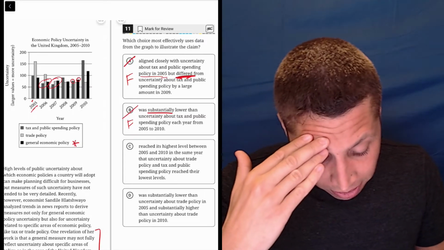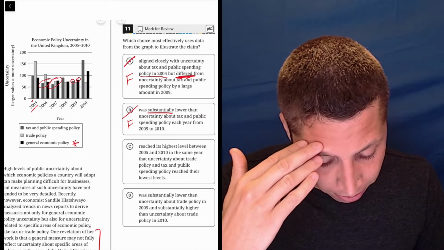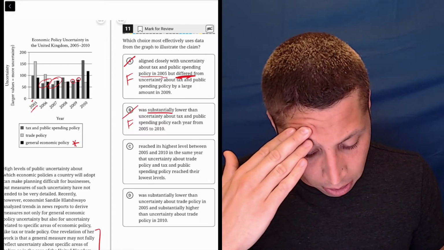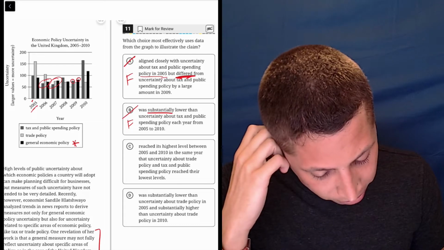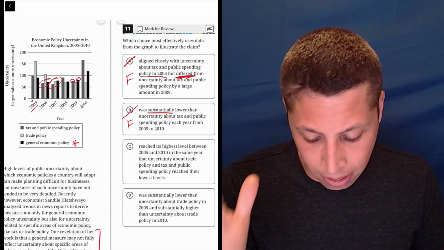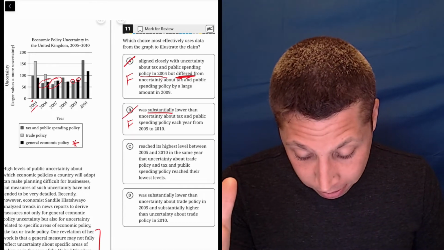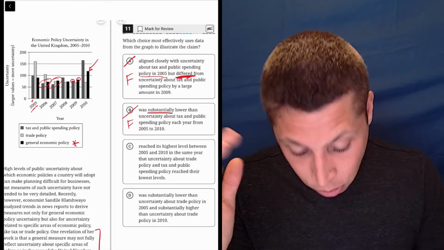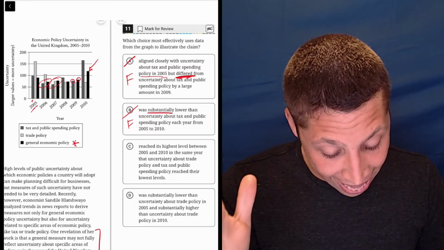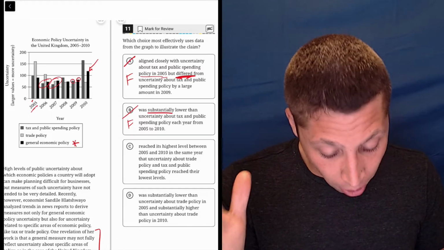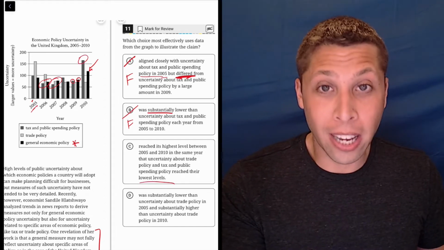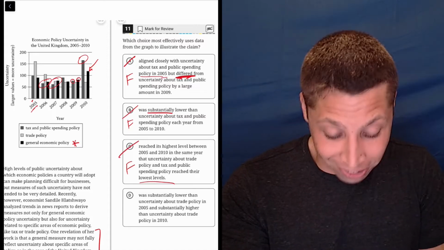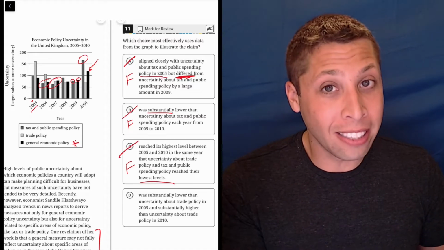In C, it reached its highest level between 2005 and 2010 in the same year that uncertainty about trade policy and tax and public spending policies reached their lowest. So where is the highest level for general economic policy? That's right here in 2010. So is that the same year that the other two reached their lowest levels? No. Look at it. This is higher. So this is also false. So it's probably D. Let's at least make sure it's true.